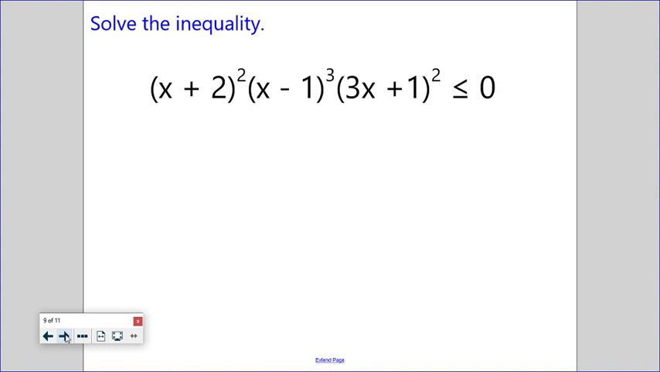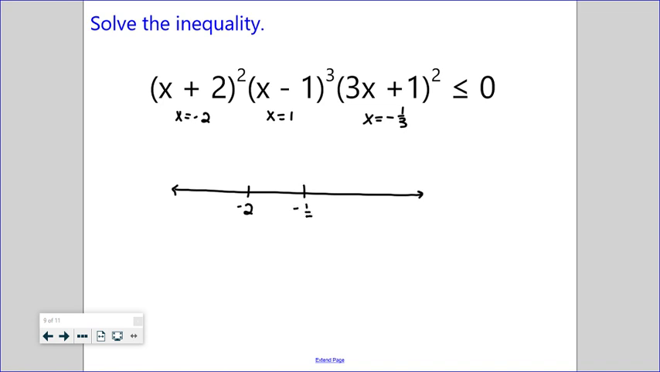So if we look at something like x plus 2 quantity squared times x minus 1 quantity cubed times 3x plus 1 quantity squared less than or equal to 0. Now this one is already equal to 0. It's already factored. So I just need to pull from each of those parentheses what the zeros of this function are, which would be negative 2, positive 1. If I set 3x plus 1 equal to 0 and solve, I would subtract 1 and divide by 3, negative 1/3. So putting those onto my sign chart here: negative 2, negative 1/3, and positive 1.